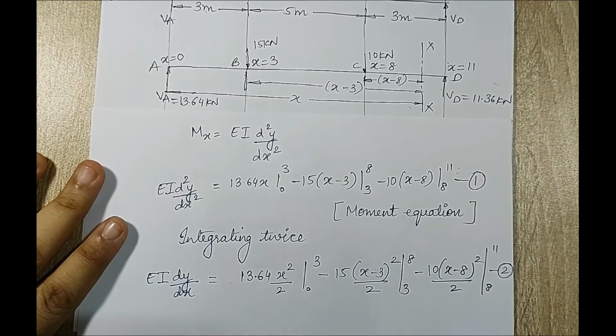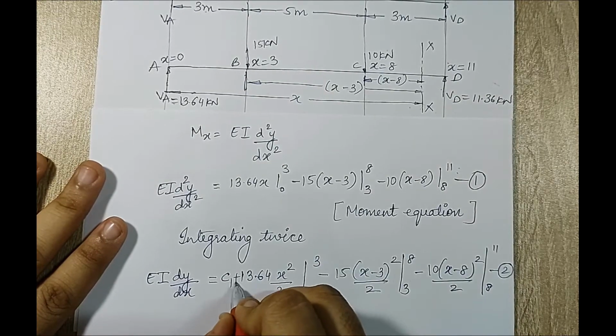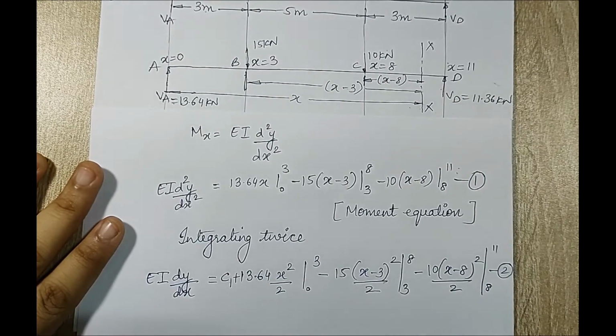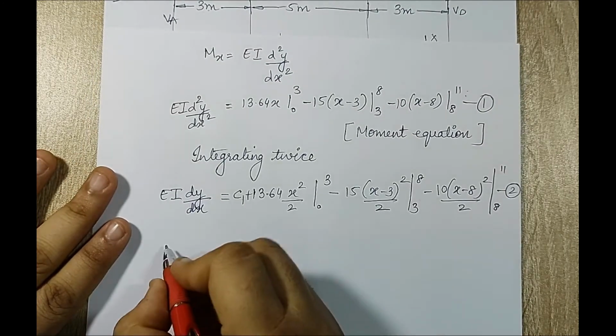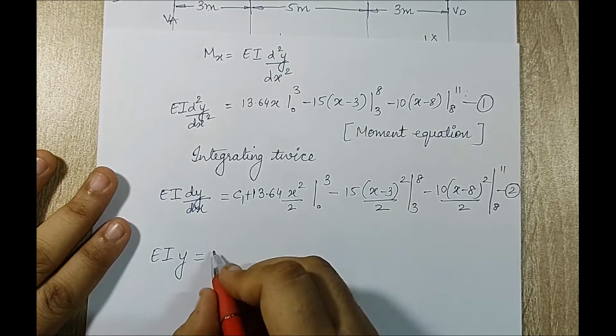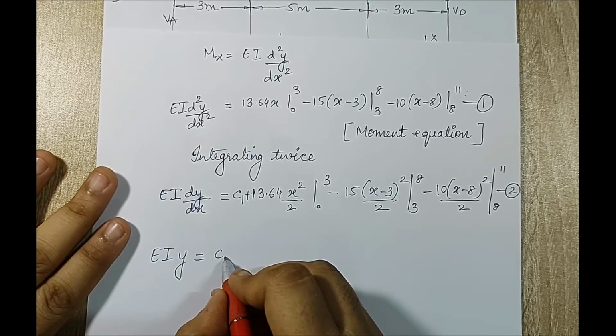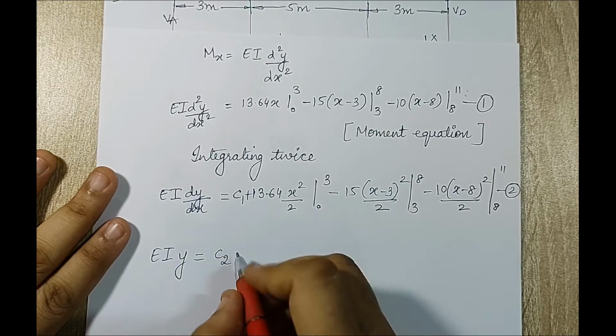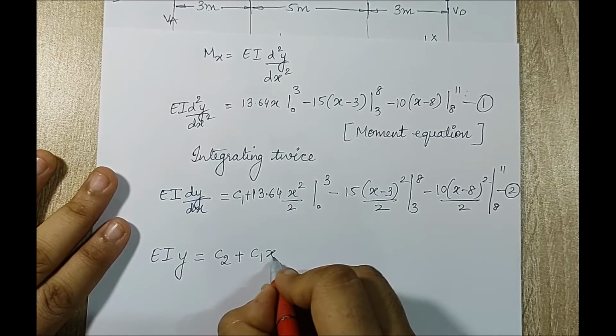Now since I have integrated, I have to write the constant of integration. So I'll add C1 at the start. Never add the C1 at the end. Next I will integrate. So I get EI y is equal to, first the constant of integration has to be written. So it will be C2. This has to be integrated. So I'll get C1 into x.